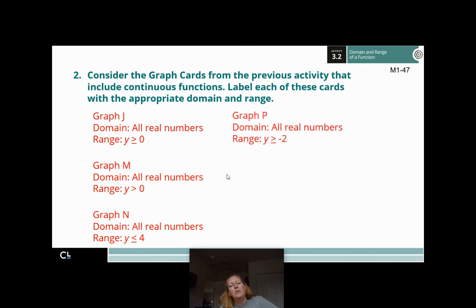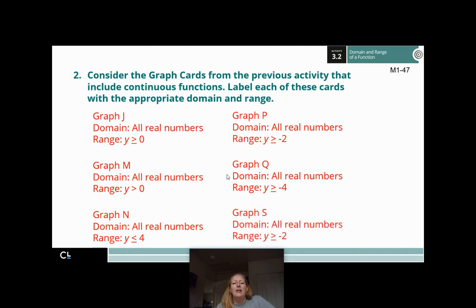Graph P, my domain was all real numbers. My range was y is greater than or equal to -2. Graph Q, my domain is all real numbers and my range is y is greater than or equal to -4. And for graph S, last one, my domain was all real numbers and my range is y is greater than or equal to -2.